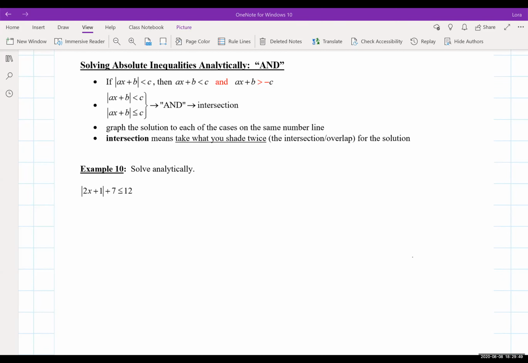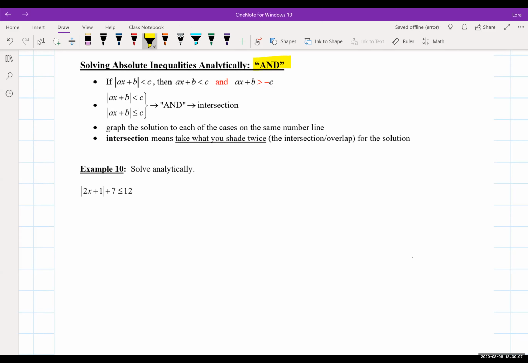Welcome back. We are looking at solving absolute inequalities analytically. And this time we're going to look at solving with the AND case. And how we can tell it's going to be an AND case, you will see that once the absolute value is isolated, you have a less than or equal to a constant. And the main thing at first is trying to understand whether or not that constant is positive or negative. That will clue you into whether or not you're going to have special cases.